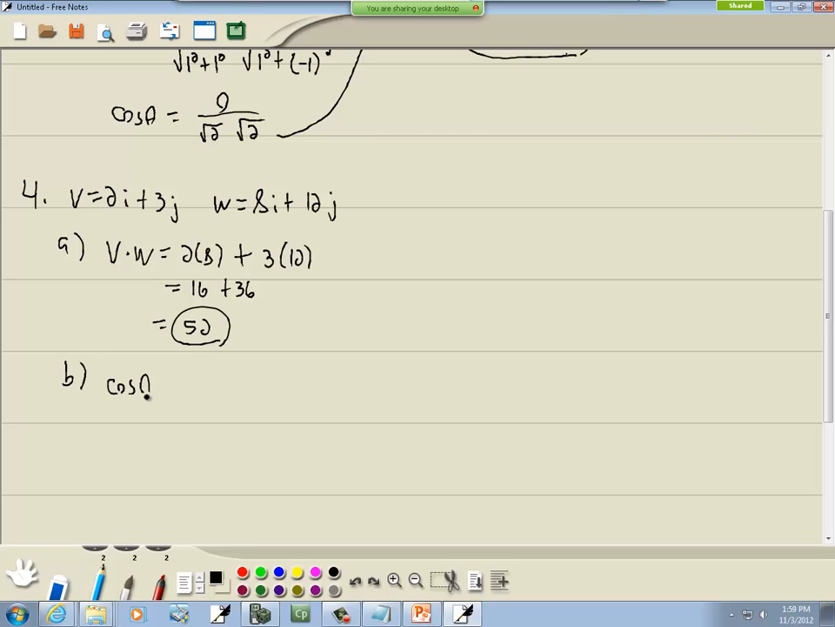Now part B. Find the angle between them. So we're going to find the dot product of V and W, divided by the magnitude of V times the magnitude of W. Well, the dot product of V and W is 52. And then we got square root of, then I'll look at V. The number in front of our i is 2, so I got 2 squared, plus the number in front of our j is 3, so we got 3 squared. For the magnitude of W, the number in front of our i is 8, so we got 8 squared. The number in front of our j is 12, so we got 12 squared.